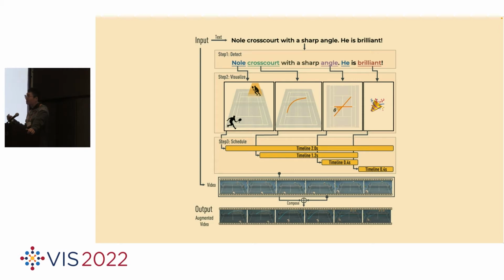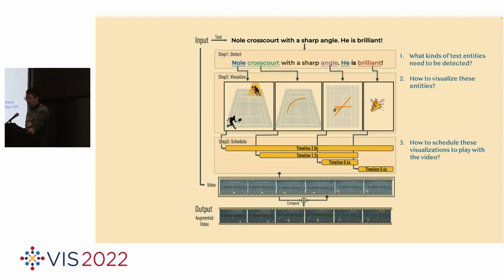And to achieve these three steps, we need to answer three questions. First, what kinds of text entities need to be detected? Second, how to visualize these entities? And third, how to schedule these visualizations to play with the video.